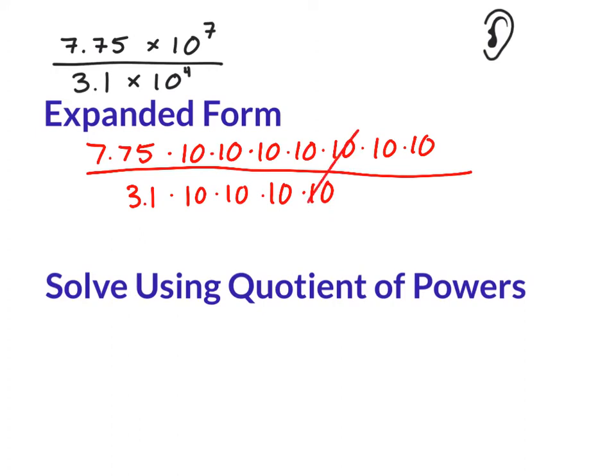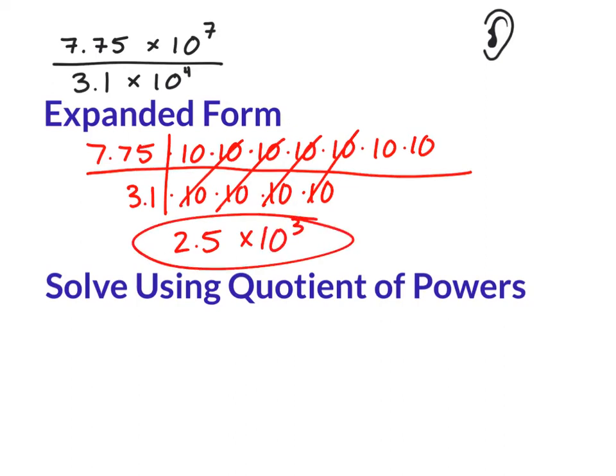I'm going to cancel out my 10s, and I'm left with 3 10s in the numerator. Now I have to divide 7 75/100 by 3.1, which is 2.5. So it's 2.5 times 10 to the power of 3.